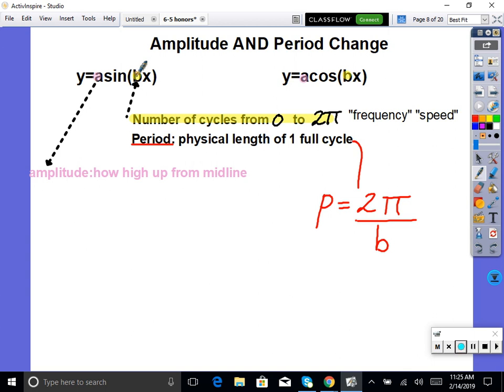So right here, the b value is the number multiplied in front of x. That is, everybody, b is the number of cycles from 0 to 2 pi. That is really important to understand. B is the number of cycles from 0 to 2 pi, or in other words, the frequency. How frequent we have a cycle from 0 to 2 pi. Well, if that's the case, then the period, the physical length of one full cycle, is going to be this formula. Period will be 2 pi divided by b.